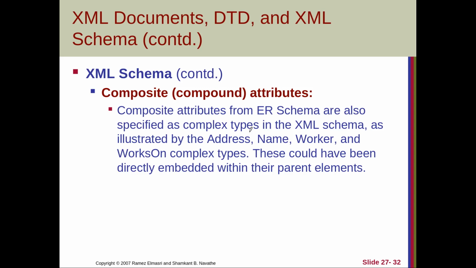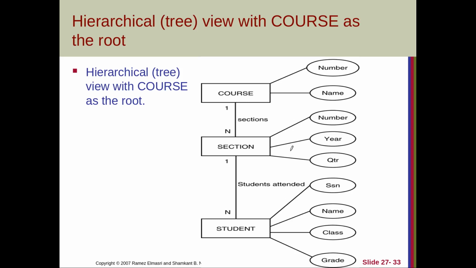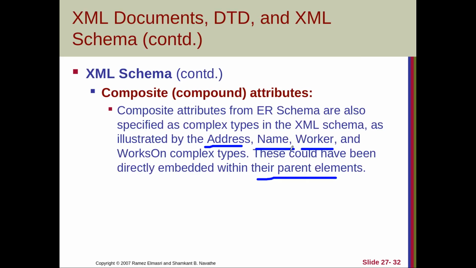Then how we can represent composite attributes. For example address, name, workers, all these are composite attributes which are defined separately. So we can directly use them within the parent elements, and separately we can define address, name and workers in a different area. So that is all about the XML schema general description. One example, company, was given and the description of the XML schema was also specified.